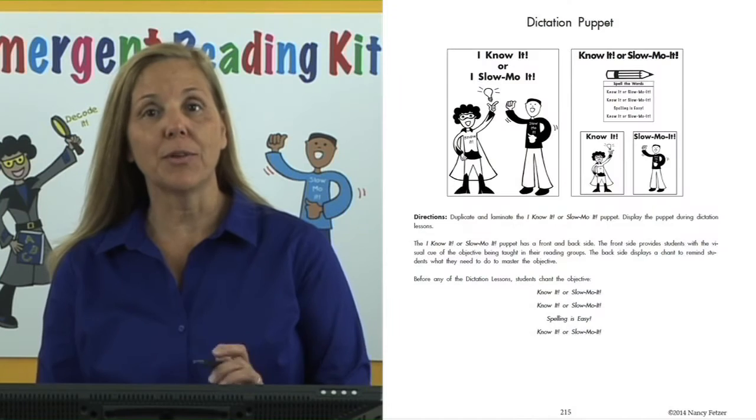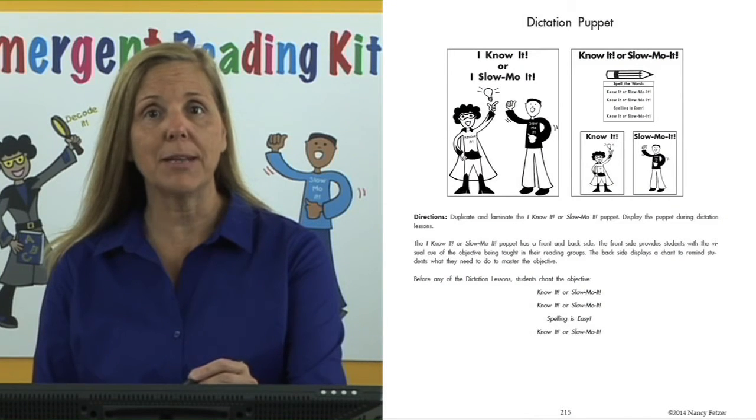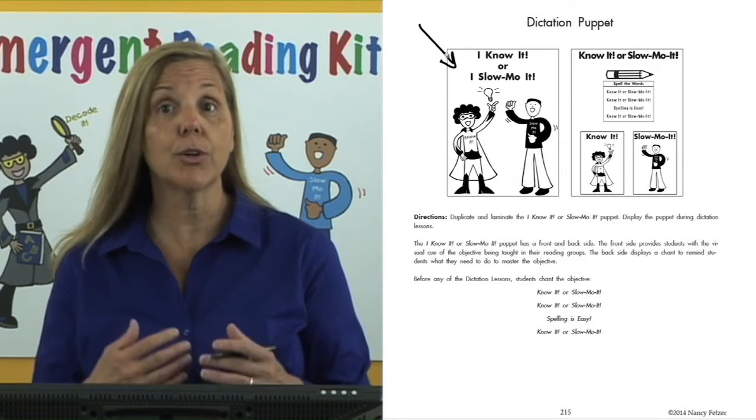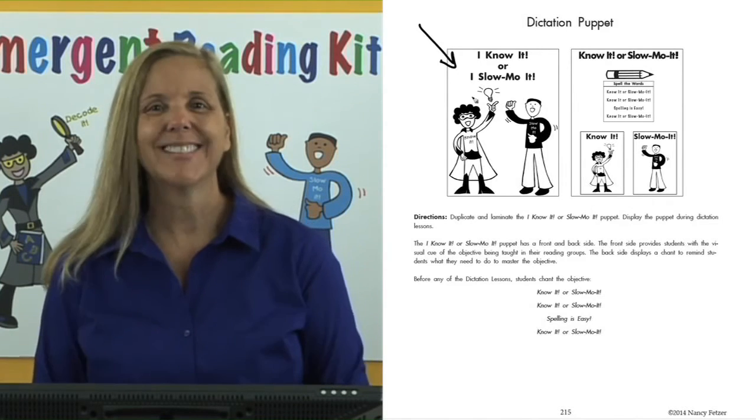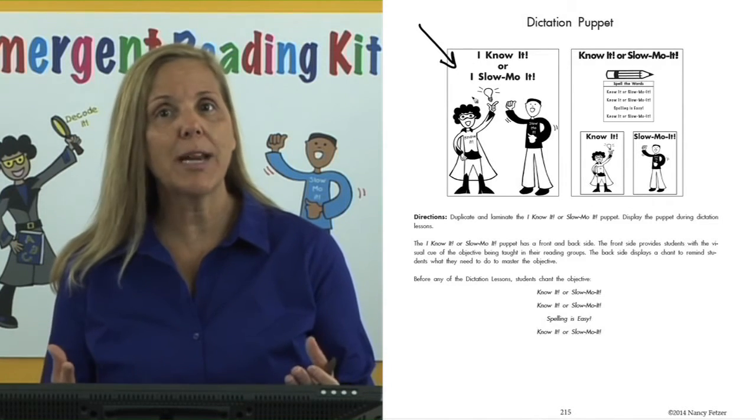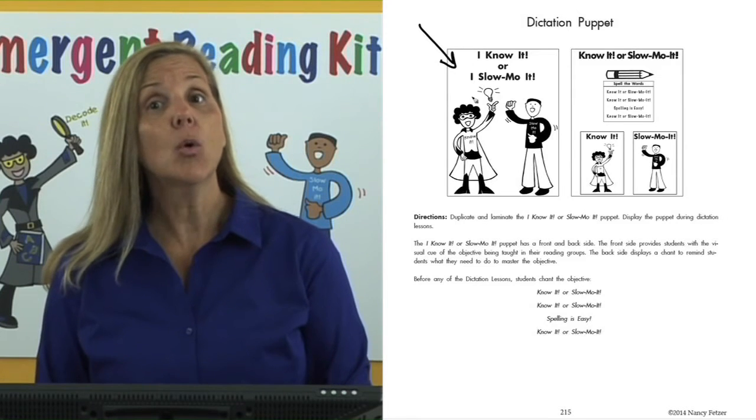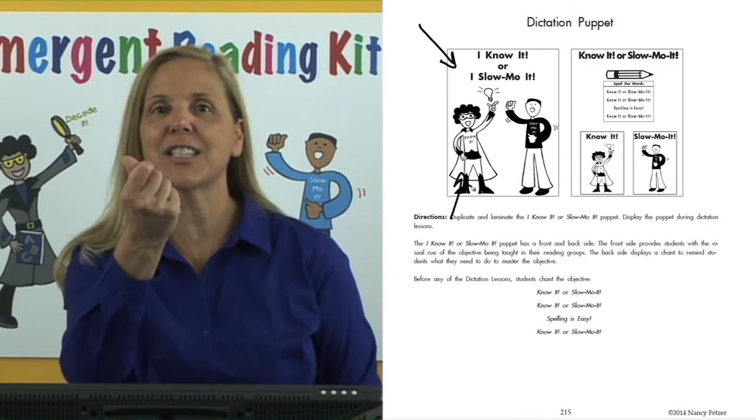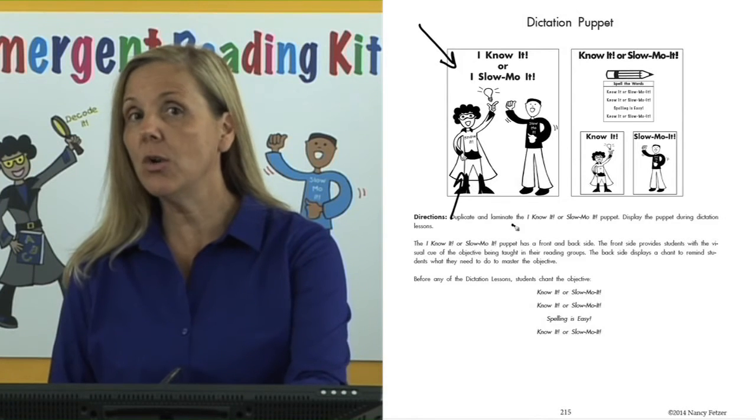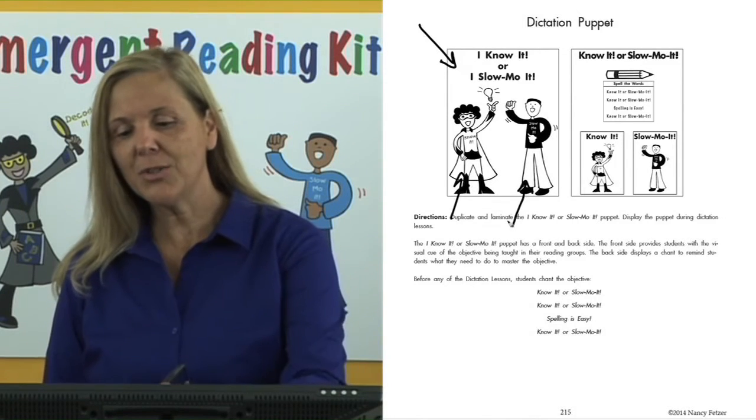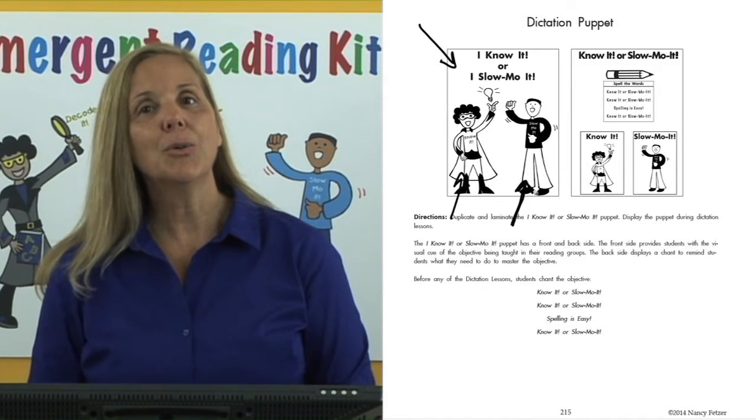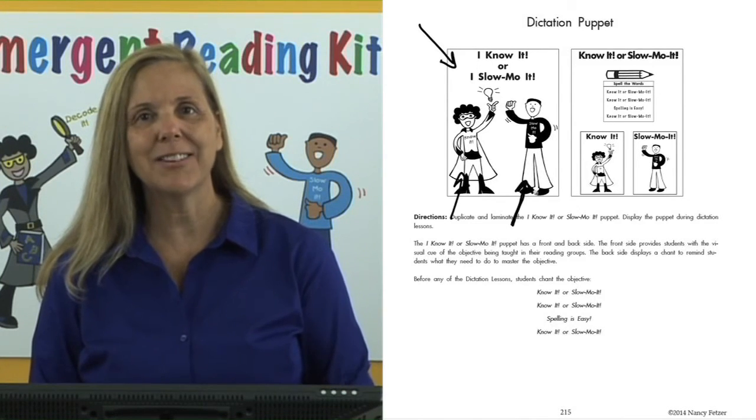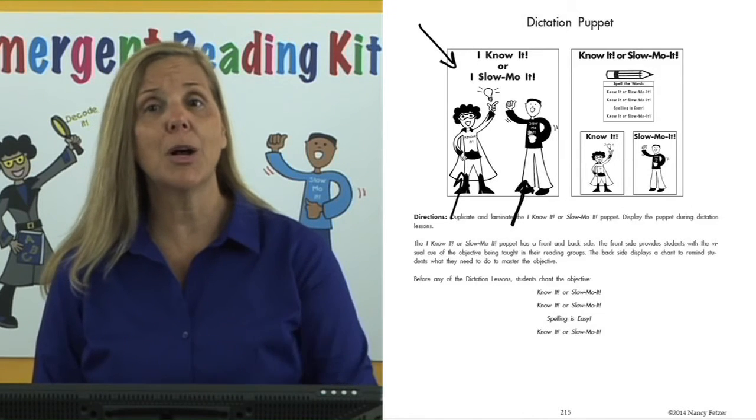On page 215 is the dictation puppet. The front side of the puppet displays both characters for the objective of the lesson. Boys and girls, we are going to write words. And when we write words, we either know the word, so we write it down as fast as a snap, or we don't know the word, so we use the slow-mo man to stretch the word out so that we can find each sound to write it down. I know it or I slow-mo it.